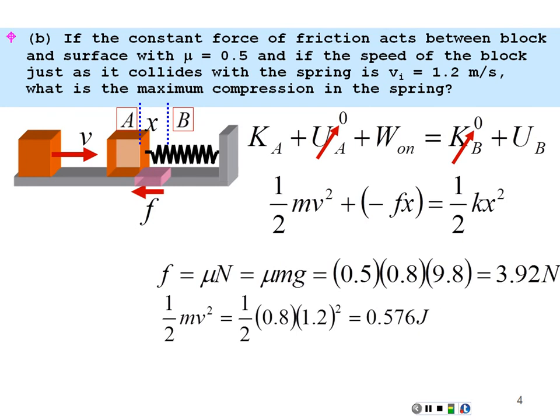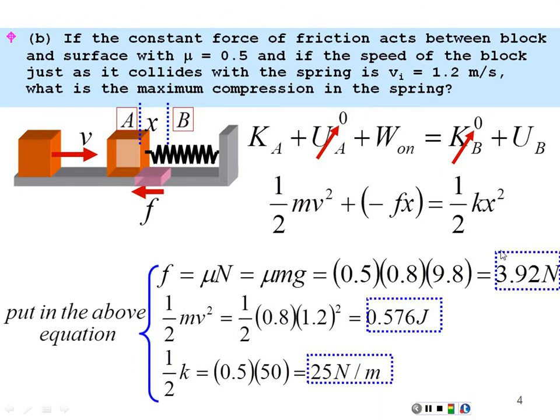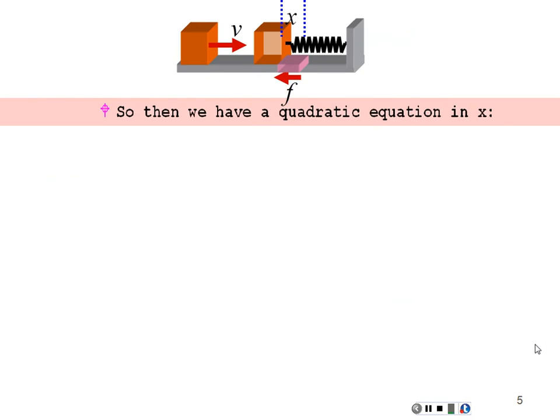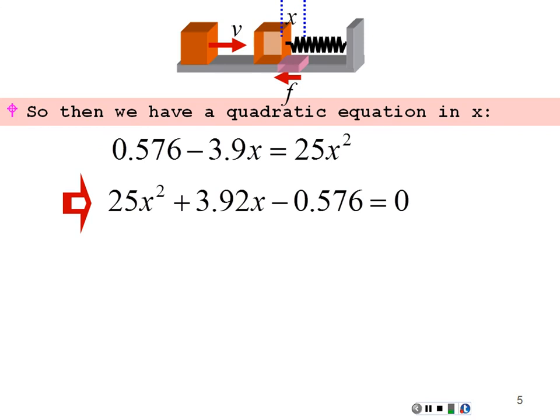1/2 mv squared is 1/2 the mass times the velocity squared. That comes out to 0.576 joules. The 1/2 k is 0.5 times 50, or 25 newtons per meter. We're going to plug all that into this equation. And that gives us one nice quadratic equation in x. Let's actually rewrite it. So we have 25x squared plus 3.92x minus 0.576 equals 0.